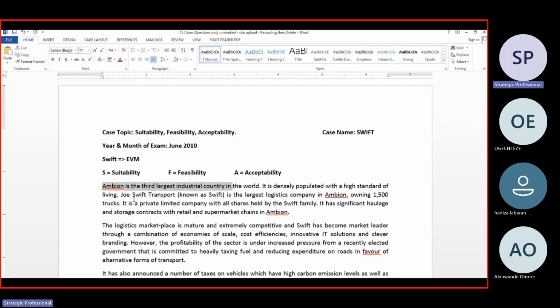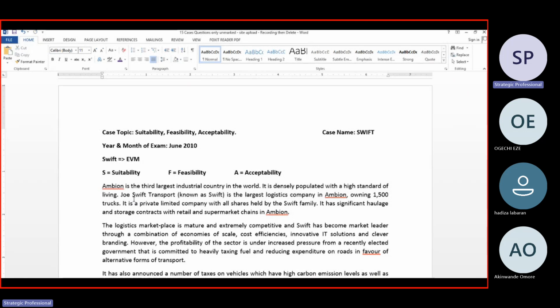So Ambion is the third largest industrial country in the world. It is densely populated with a high standard of living. Swift Transport is the largest logistics company in Ambion, owning around 1,500 trucks. So we need to know some data about the Swift company.